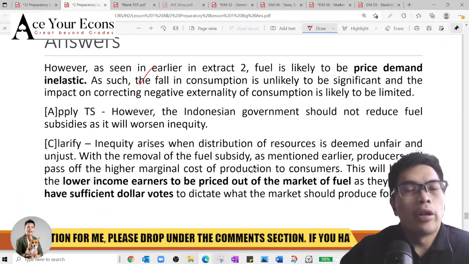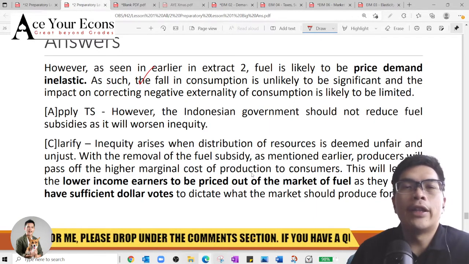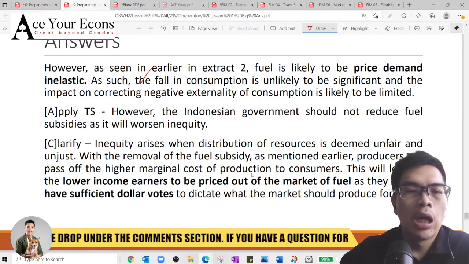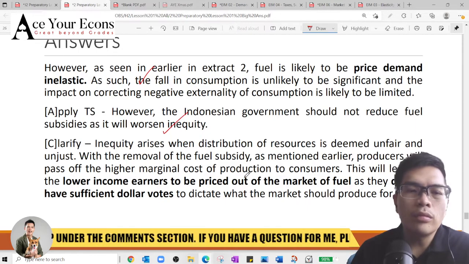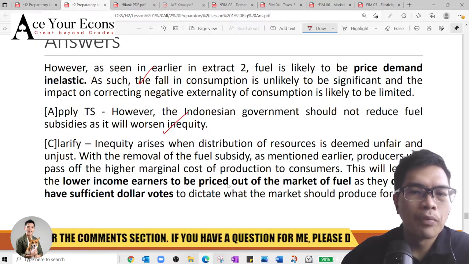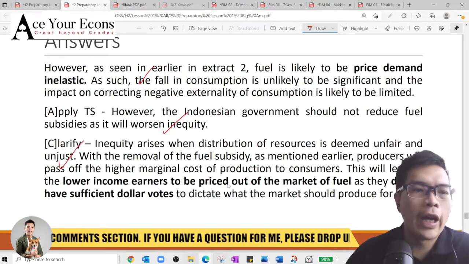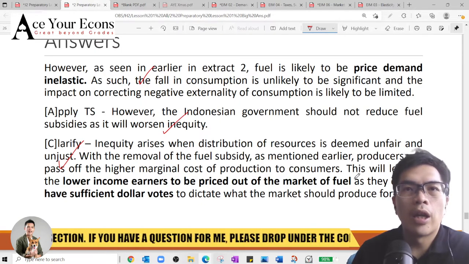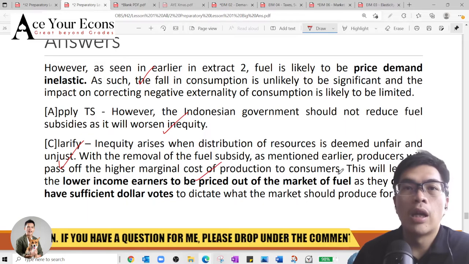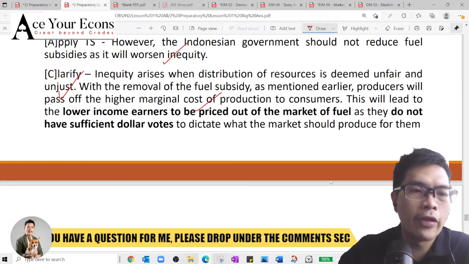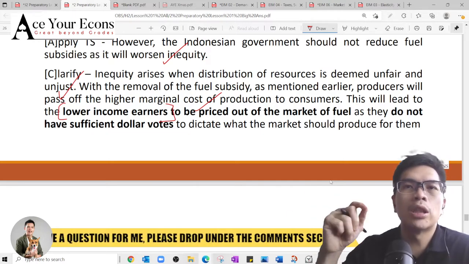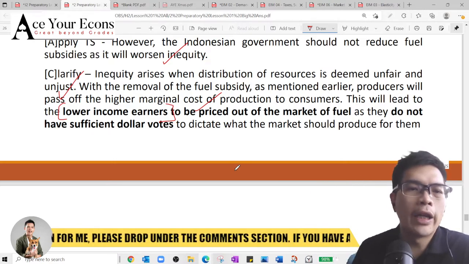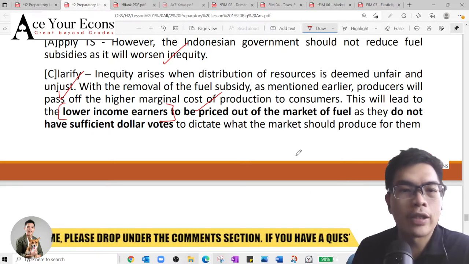Likewise, the point on inequity is the same. You have to identify that by cutting fuel subsidy, it will worsen inequity, therefore we should not. You want to define what is inequity: resource distribution being unfair and unjust. If you remove fuel subsidy, producers will pass higher costs to consumers. And you want to emphasize the lower income earners. Very crucial. The lower income earners will always be disproportionately affected. Why? Because as compared to higher income earners, they do not have sufficient dollar votes.